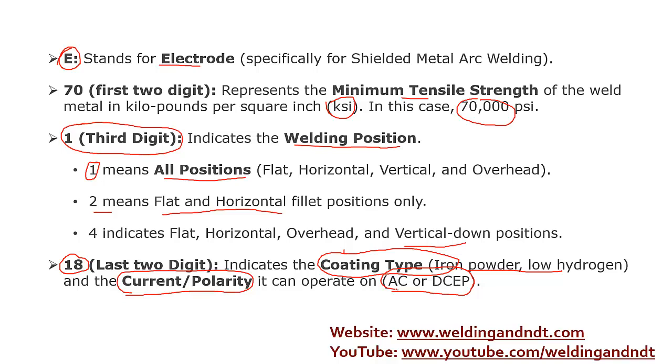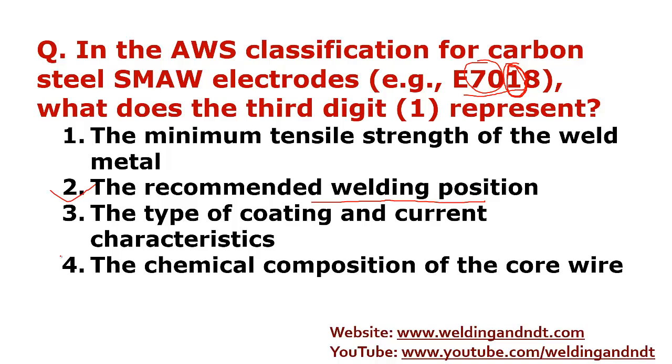So friends, in some books you will find that they write that the last digit indicates the coating type, but that is not correct. If you go by the AWS code or the ASME code, they have mentioned that the last two digits combined indicate the coating type and the current or polarity in which that electrode can be used. So hopefully you would have understood.